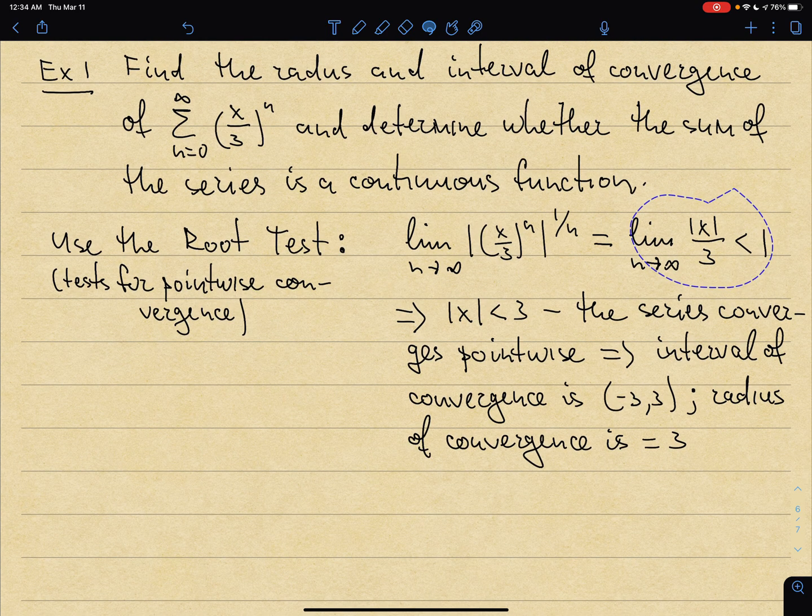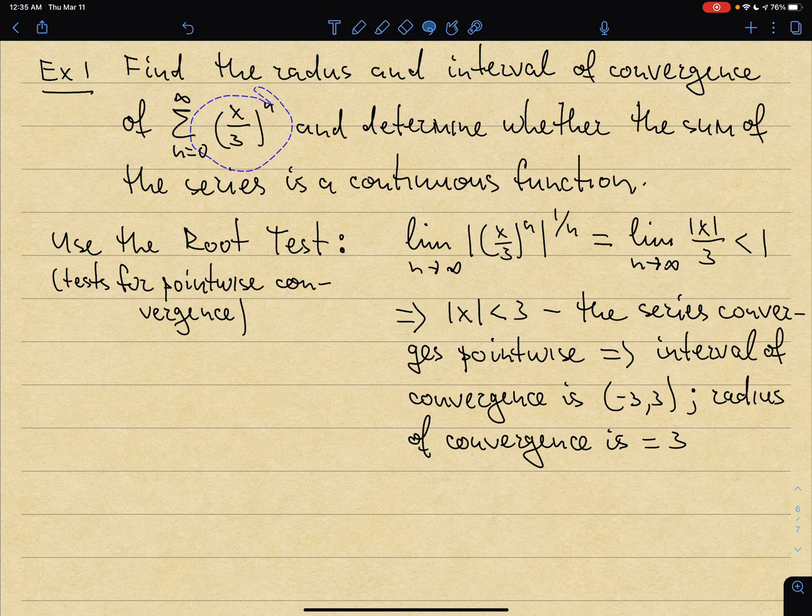How do we answer the second question? Is the sum of a series a continuous function? Well, for one thing, again, because this is a geometric series, I know how to figure out the sum of a series. So it should be 1 over 1 minus x over 3, right? And that seems to be a continuous function when x is between minus 3 and 3. So in this case, things are simpler.